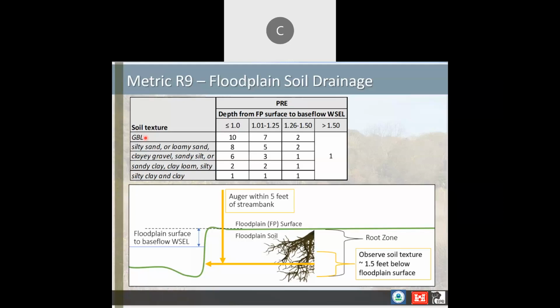So it's got gravels in it, it's got sand, sometimes it's got oyster shells if you're out on the coastal plain. But if it's something that has a lot of pore space and a high hydraulic conductivity, then that is going to score better than if you have something that has more clay in it. So you can see if you have a silty clay or a clay soil underlying your floodplain soils, those are not providing a lot of exchange between that base flow water surface and the groundwater aquifer.